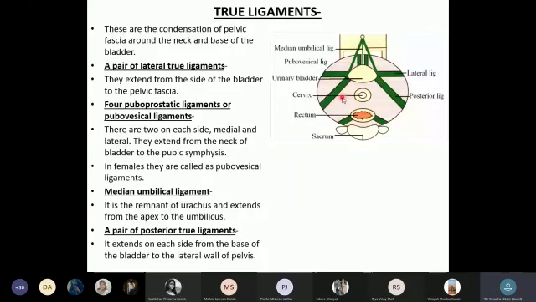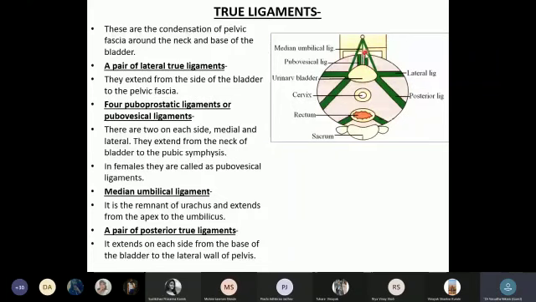You will get a pair of lateral ligaments. They will come from the side of the neck of the urinary bladder and are attached to the lateral wall of the pelvis. Anteriorly, you will get the puboprostatic ligaments in males and the pubovesical ligaments in females. These are a pair of ligaments situated on each side of the pubic symphysis, and they will extend from the neck of the urinary bladder and go up to the posterior surface of the pubic symphysis. Can you follow that? In females, these ligaments are called pubovesical. In males, they are called puboprostatic.